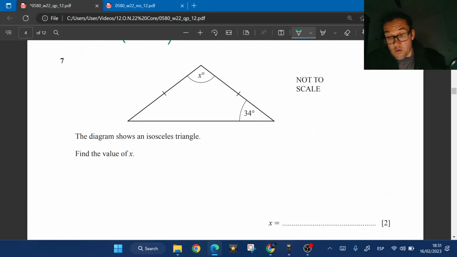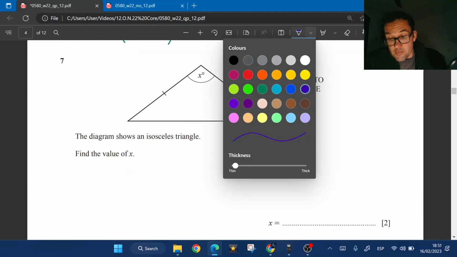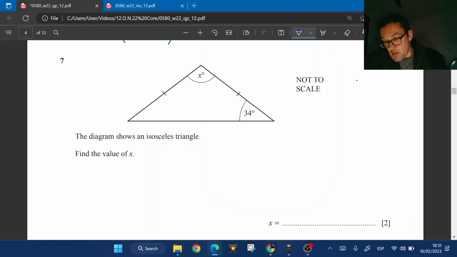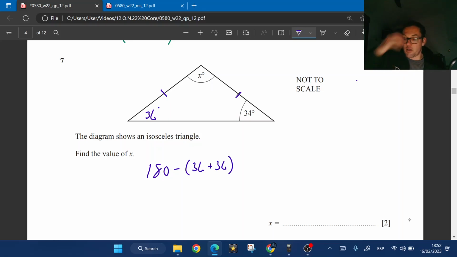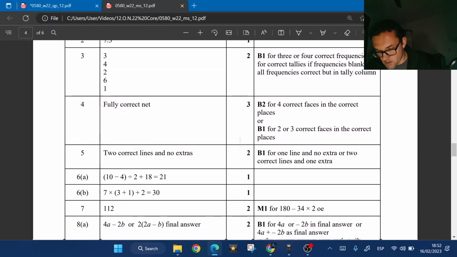Isosceles triangle, question 7. What does it mean? It means that these two sides are the same length. That means the two base angles are the same. So the one on the right is 34, the one on the left is 34. Angles in a triangle add up to 180. So we just need to subtract the two base angles from that. What will that be? 180 minus 68 is 112. Let's check if we got that right.